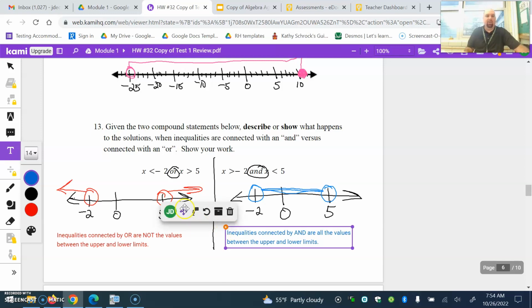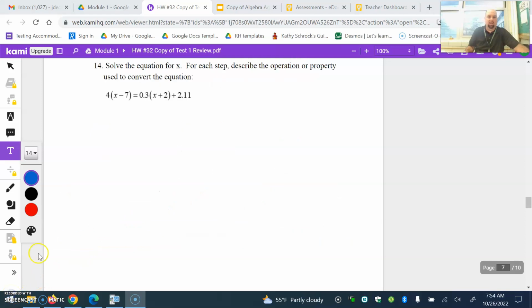All right, that's it for question 13. I'm going to pause the recording and meet you at the last question. Okay, here we are, the final question. Solve the equation for x. For each step, describe the operation or property used to convert the equation.